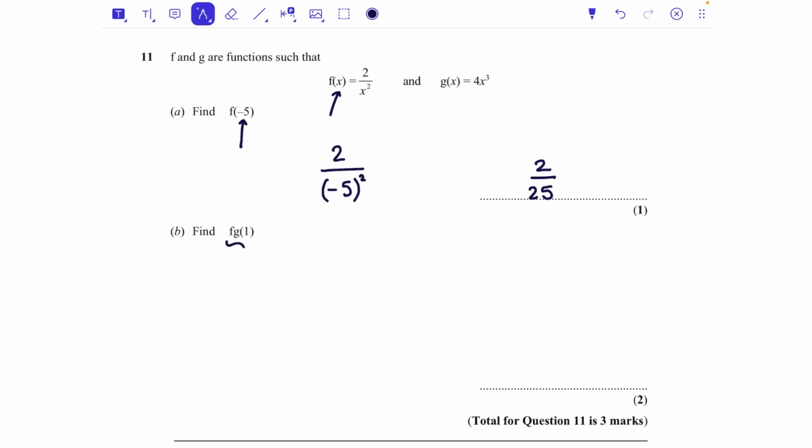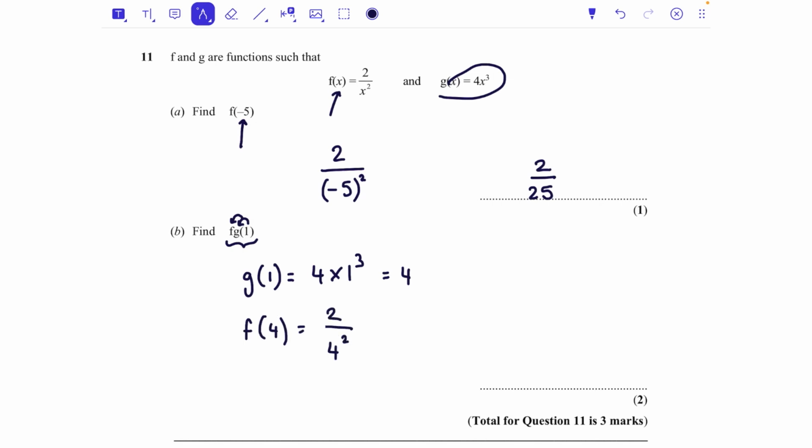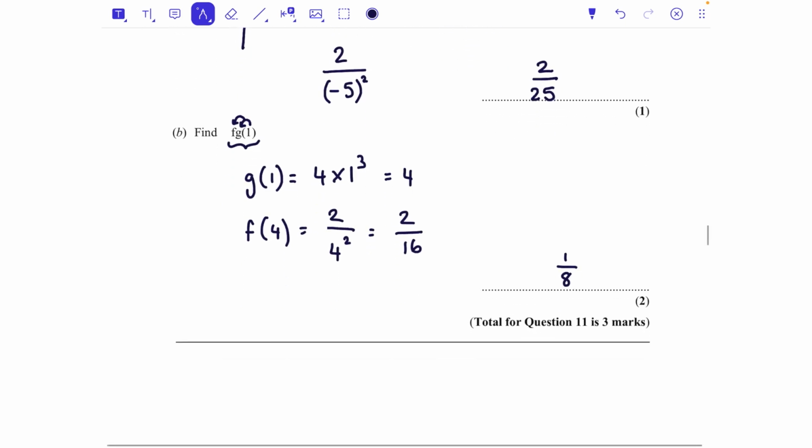And for the next part, we have a composite function. So this means we're going to put 1 into the function g, and then whatever our answer is, we're going to take that and put it into f. So the first thing we're going to do is g of 1, which is 4 lots of 1 cubed. So 1 cubed is 1, times it by 4 is 4. Then I'm going to take that answer and put it into f. So now we're doing f of 4, which is 2 over 4 squared, which is 2 over 16. You can write 2 over 16 on the answer line, or you can simplify it, entirely up to you. Either of those would get full marks.